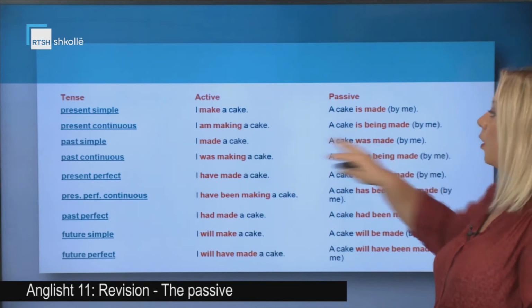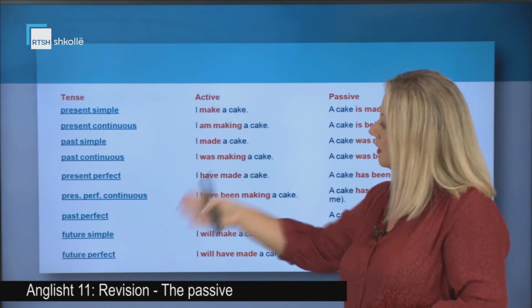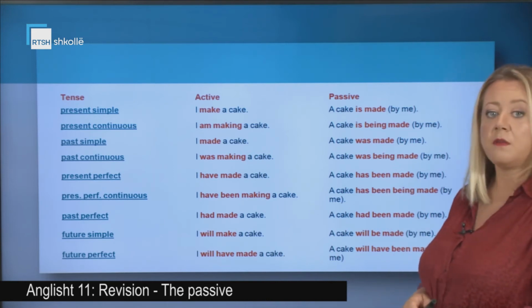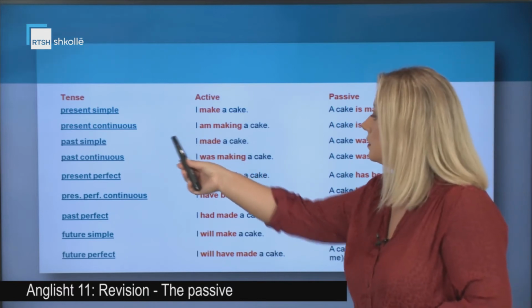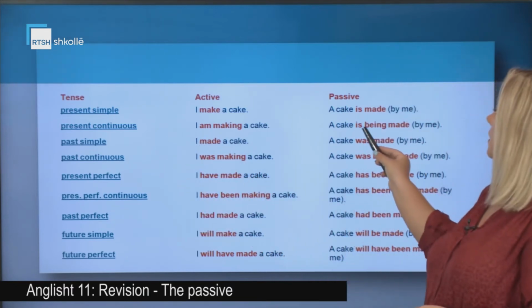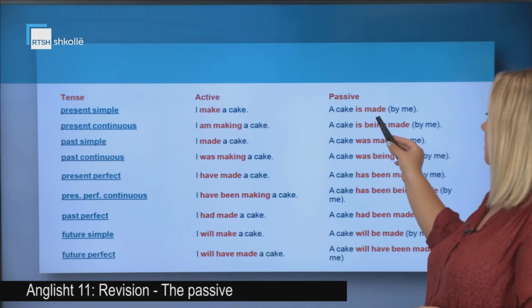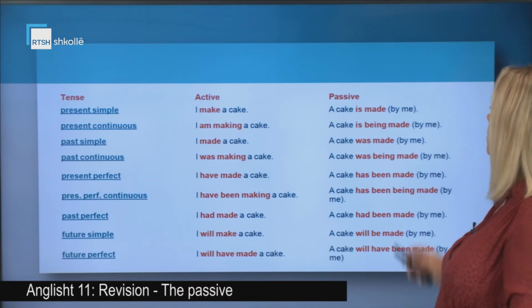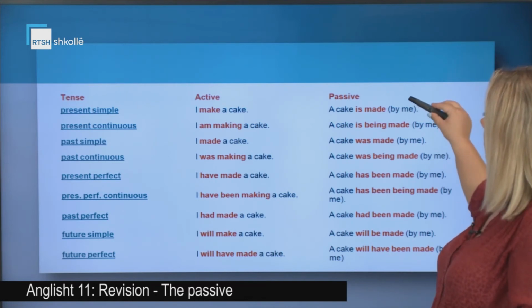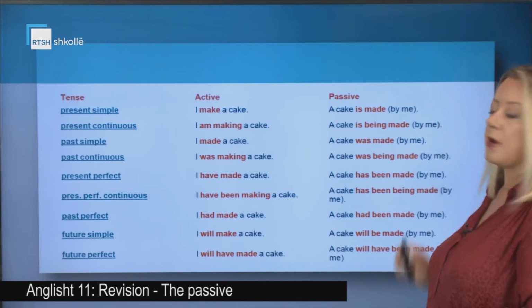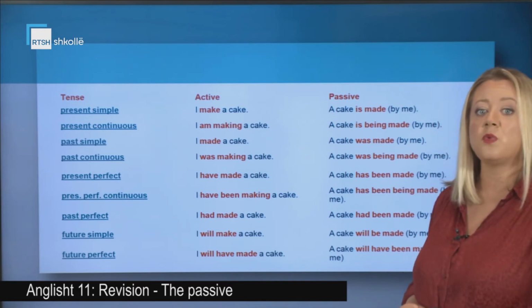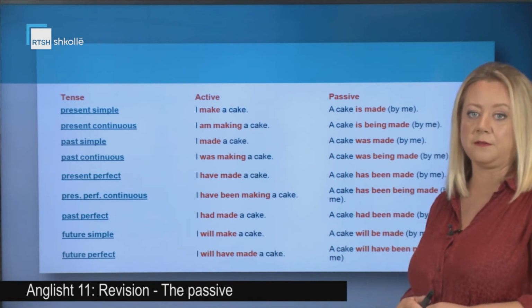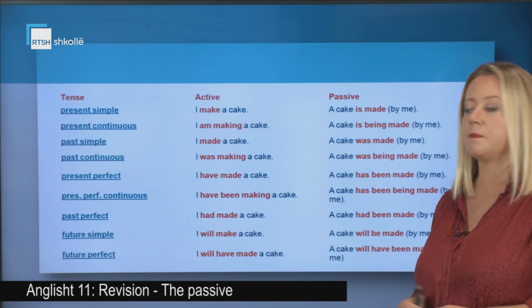Here is a chart of all the tenses in the active and in the passive form. My advice is to pay very much attention to the continuous tenses, because "a cake is being made" is often confusing for students. Why do we put the preposition "by me" in brackets here? It means once again that we are not interested in who did the action, but just in the action itself. That's why we use the passive voice.